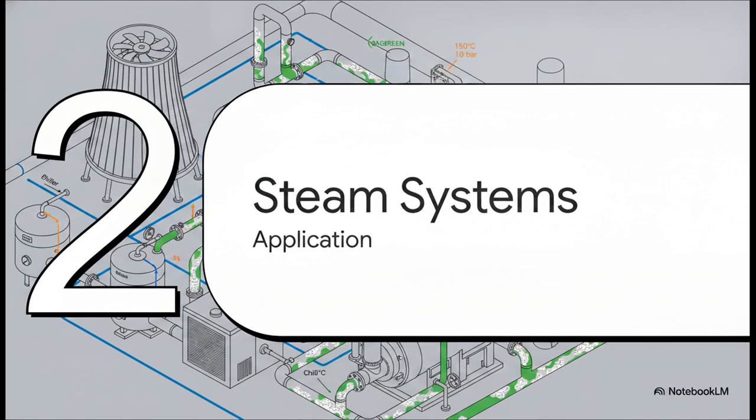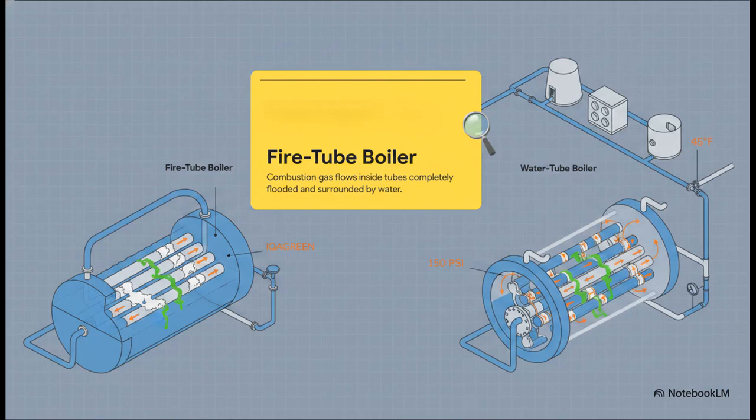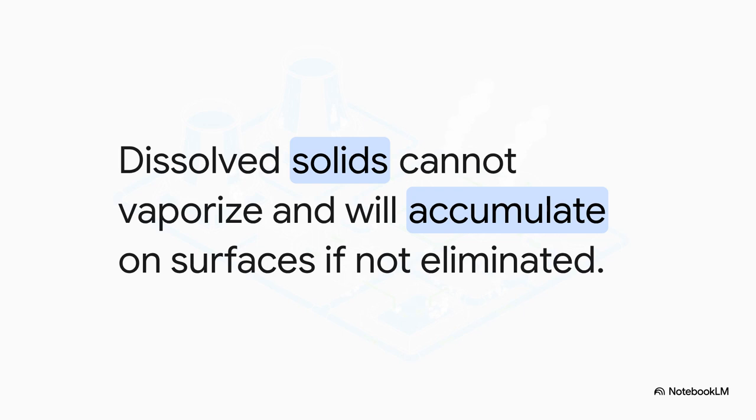The mechanics of steam generation present unique challenges. Two main boiler architectures are used for heat generation. The fire tube boiler operates with combustion gas flowing inside the tubes, which are completely flooded and surrounded by water. This is by far the most common industrial standard. The water tube boiler operates as the exact inverse. Water circulates inside the tubes while the combustion gases surround the exterior. Regardless of the boiler type, the fundamental operational challenge remains exactly the same.